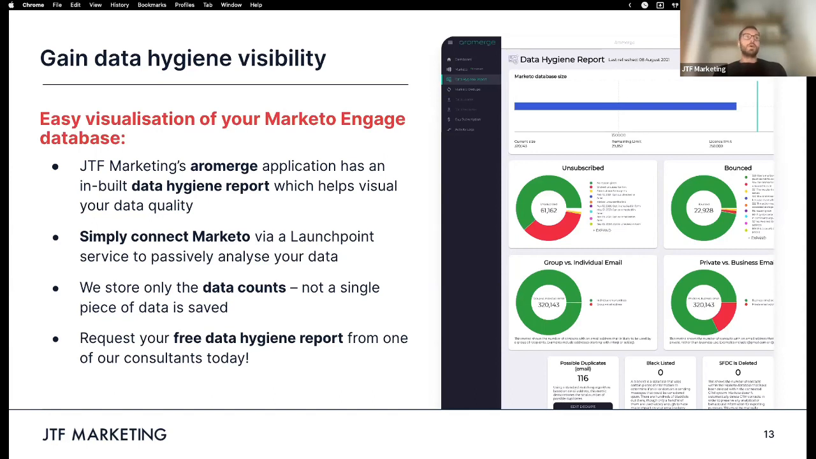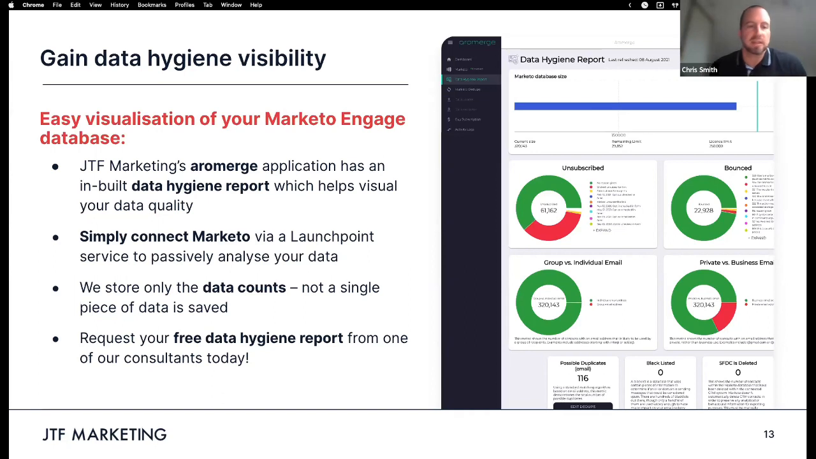The second option, and the option that we would always lean to, is something like a data hygiene report. We offer this data hygiene report. Chris, I don't know whether you want to elaborate a little on what that looks like and maybe how people can get in touch.